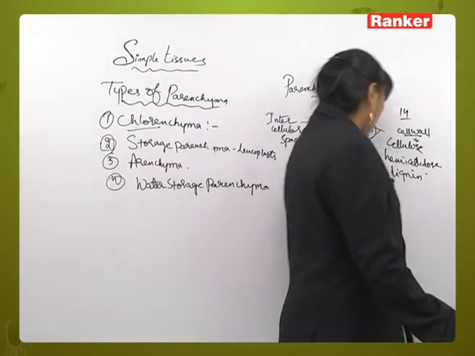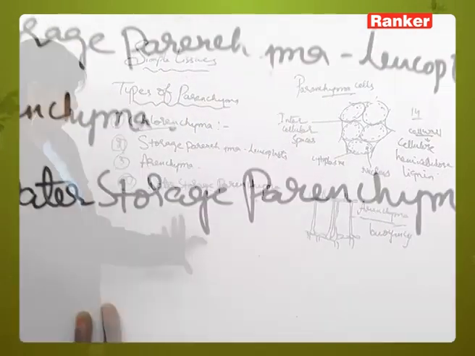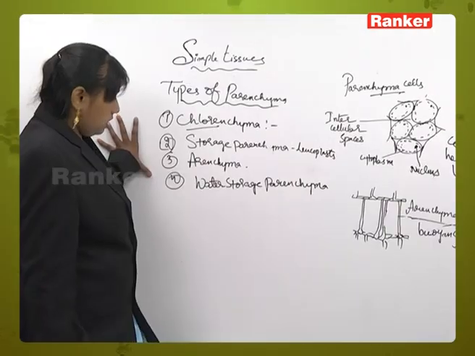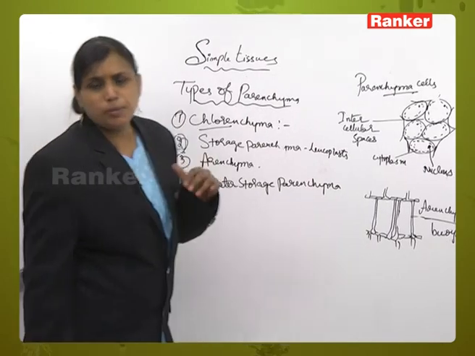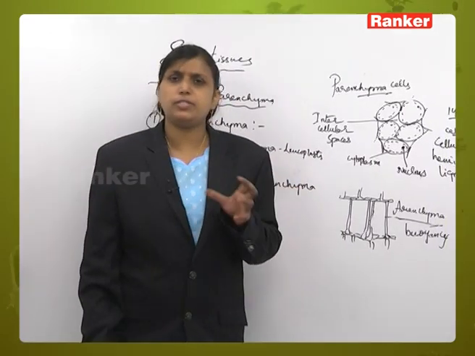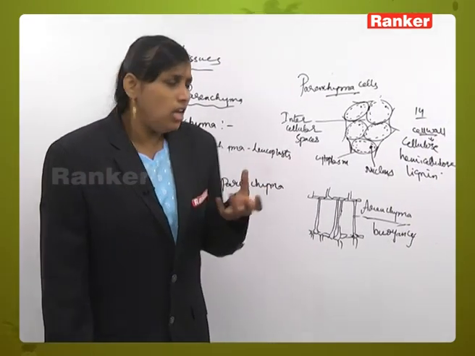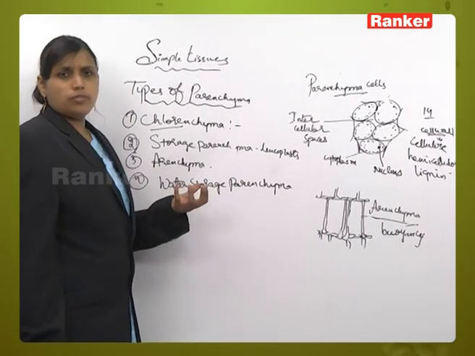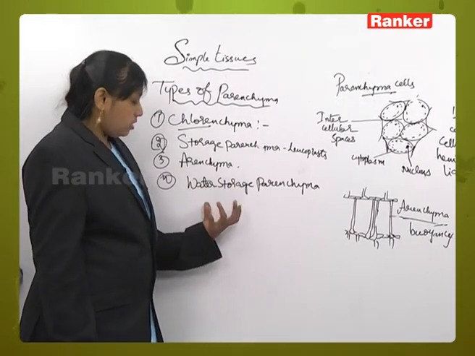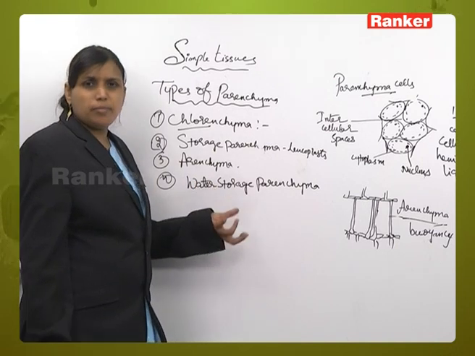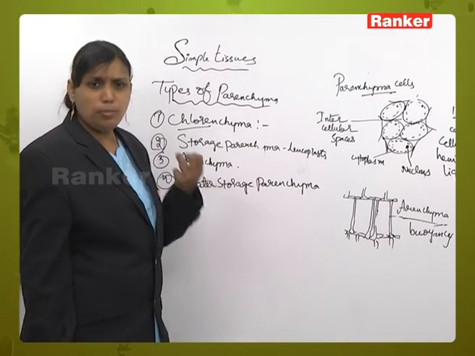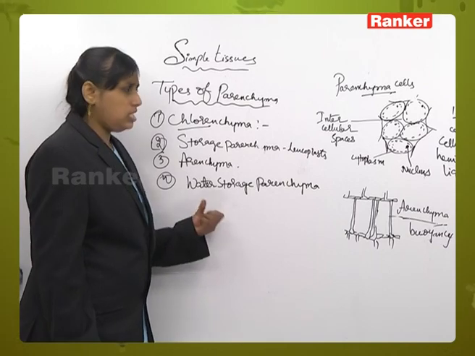Water storage parenchyma is a type of parenchyma which is seen in all the succulent plants. In those plants where water scarcity is there, this type of parenchyma helps in the storage of water in the plant body. It is normally seen in succulent plants.